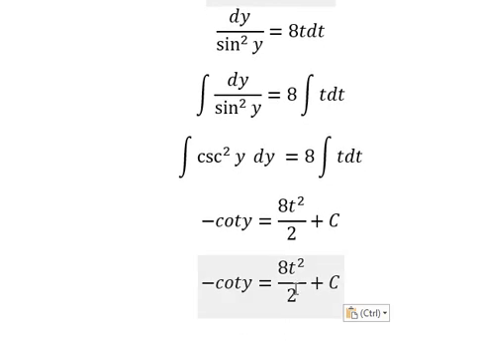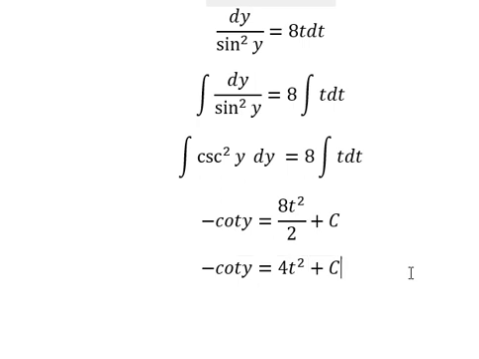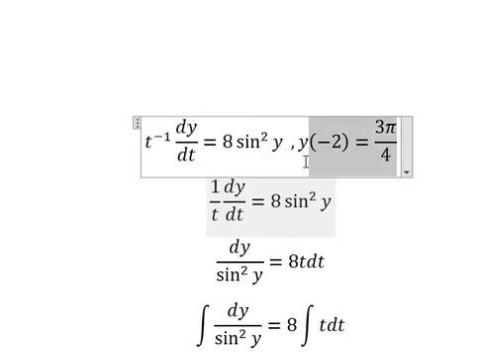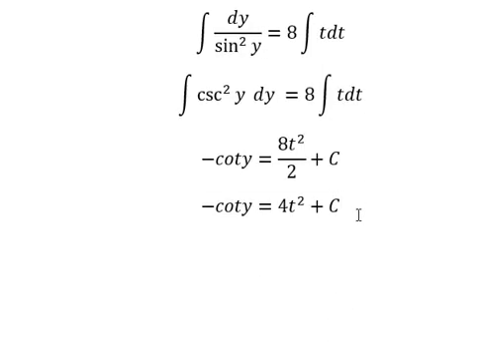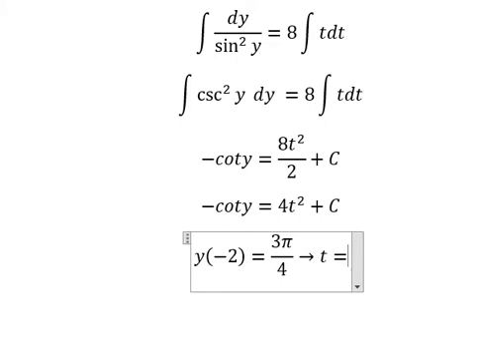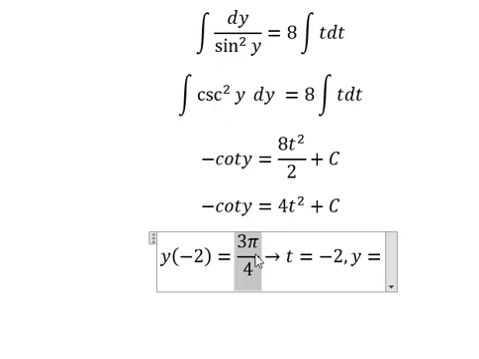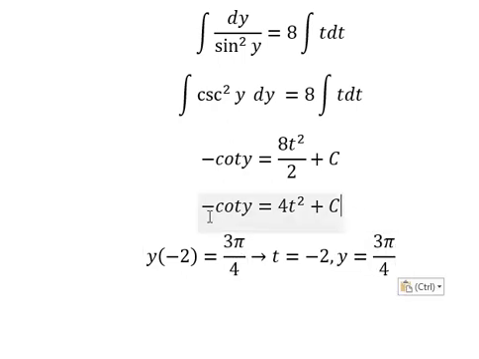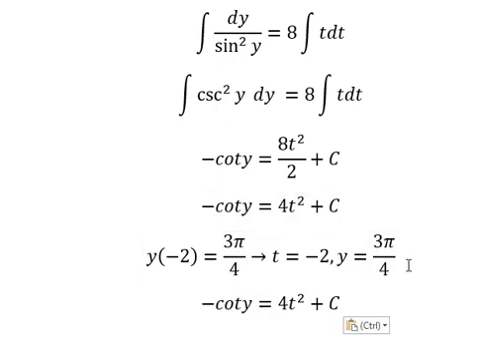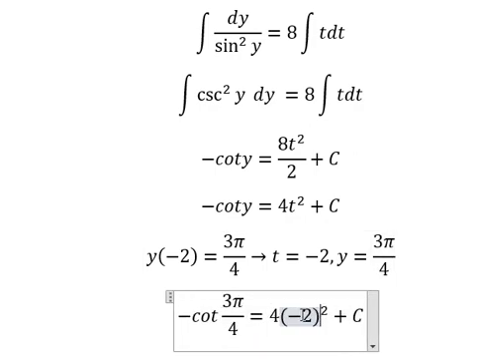Number 8 divided by 2 we have number 4. Now we have the conditions. That means when t equals negative number 2, y equals 3π over 4. So I will put this one going here, negative number 2 going here, to find the value of c.